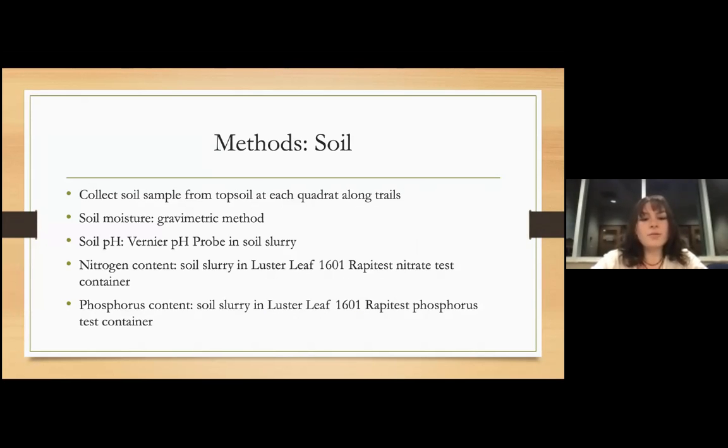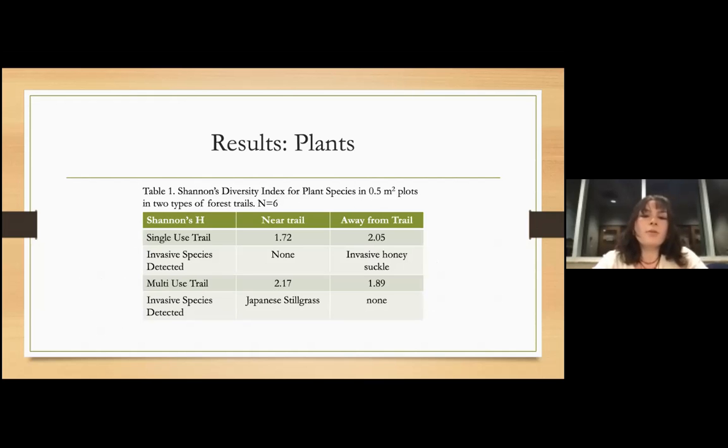And for the soil methods, we collected our soil samples from the topsoil at each quadrat, where we also took our vegetation data along the trails. So our different variables for the soil were soil moisture, which we measured using the gravimetric method, where we dried out the soil in an oven to measure the moisture content. For the pH, we used a Vernier probe in a soil slurry. And then for the nitrogen and phosphorus content, we used a soil slurry and LaMotte rapid test nitrate and phosphorus test containers.